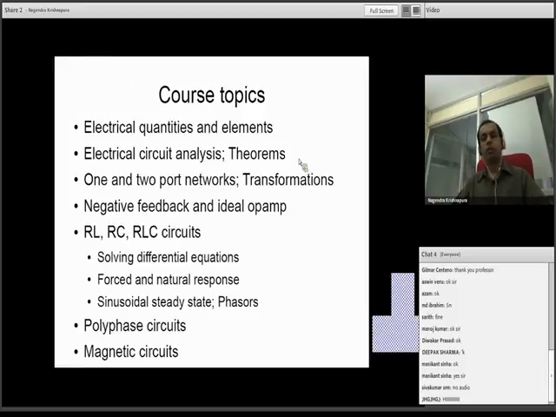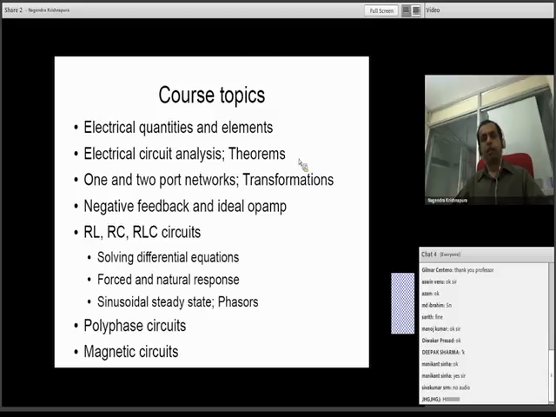Okay. Now, it turns out that essentially circuit analysis consists of, you look at the circuit, based on the circuit you come up with a number of equations, and then you solve the equations. Okay. Now, if your circuit has only resistors, then you will end up with a set of algebraic equations, and you have to solve that. I think you already know how to do that.